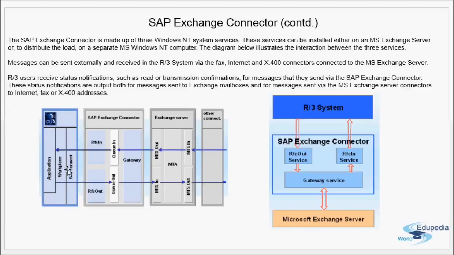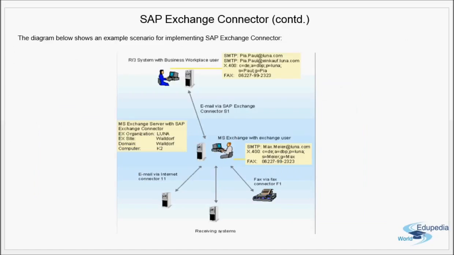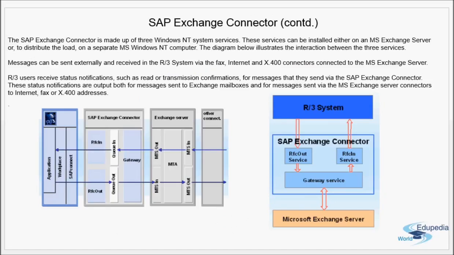It connects via RFCs, that we have understood. Now, using its gateway, this SAP Exchange connector communicates with the Exchange server. And using other connectors like the internet connector or fax connector, you can connect the Microsoft Exchange server to the internet server or the fax server, etc. Okay, so this Exchange connector is initially built when the SAP system is built. You have to install this component also.